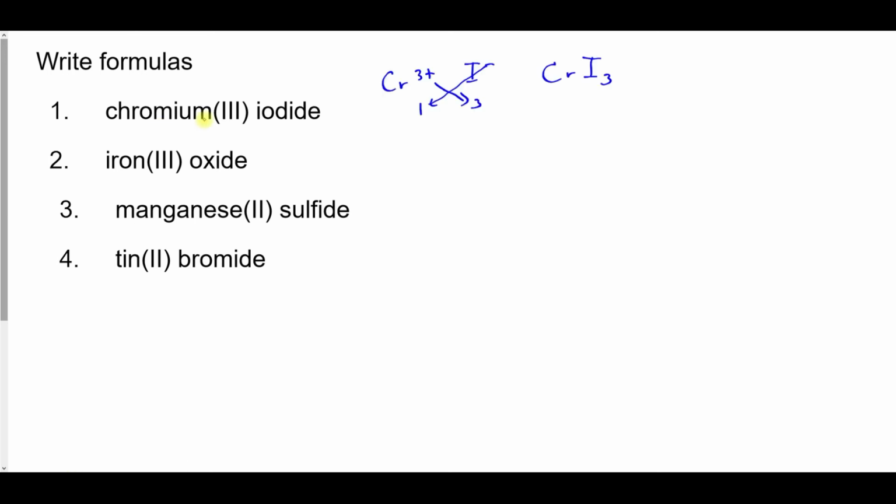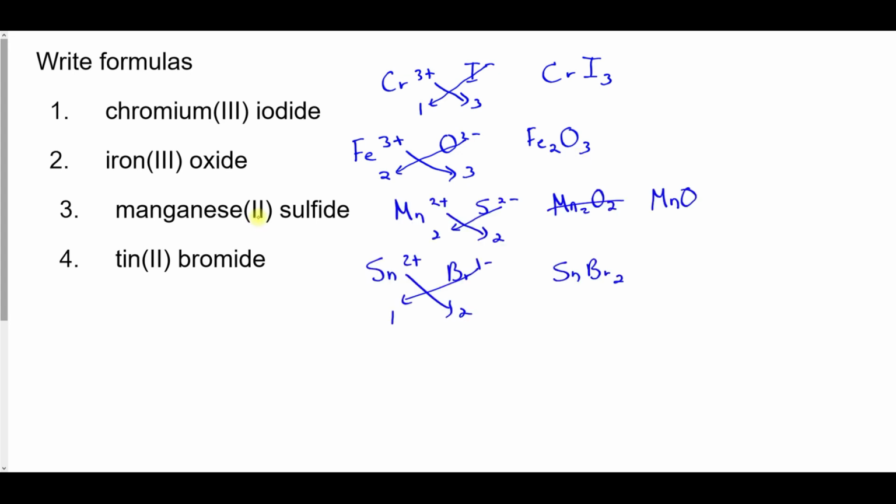The name tells me that it's chromium 3, so I use the chromium 3 cation and the iodide anion and get my subscripts. It gives me iron's charge, so I can use the cation iron 3 and oxide and come up with the subscripts. Manganese charge of 2 is given. I write the cation, the sulfur, I cross. When I do that, I don't have the simplest ratio, so I reduce it to MnO. For tin 2 bromide, again, I take the 2, that tells me tin's charge, and then I cross to get the formula SnBr2.